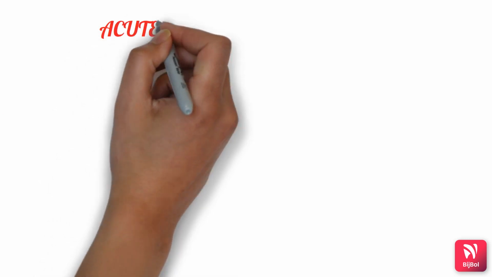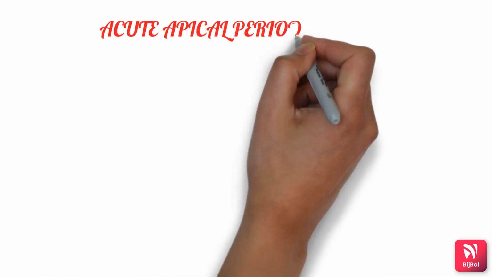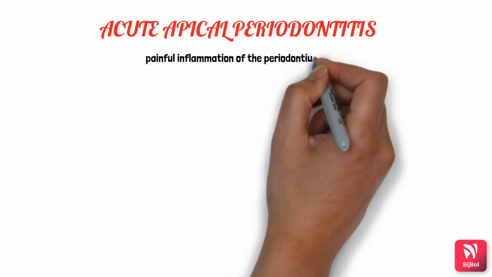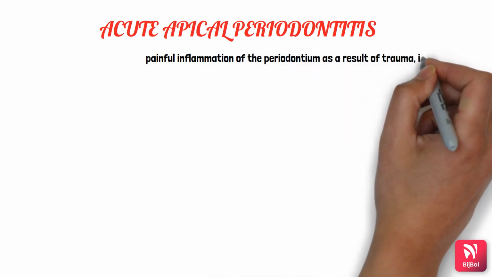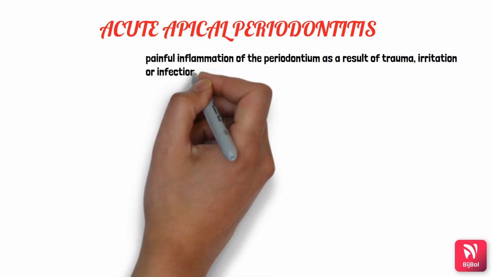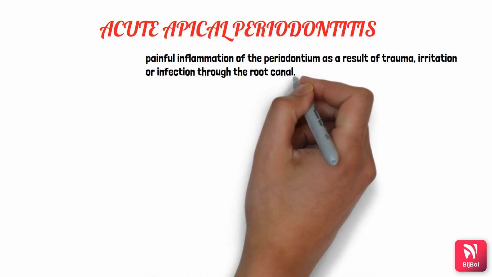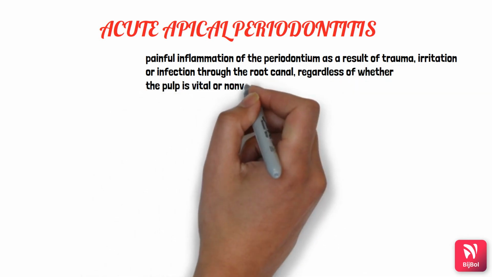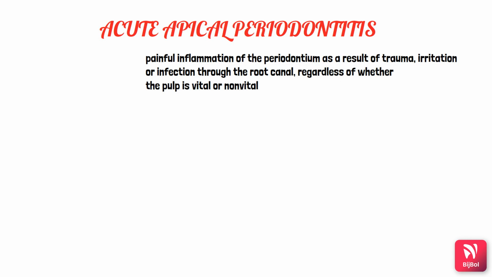Now we'll see about the acute apical periodontitis. It is a painful inflammation of the periodontium as a result of trauma, irritation, or infection through the root canal, regardless of whether the pulp is vital or non-vital. So here in acute apical periodontitis, it is tender to percussion. That's what we can see in it.